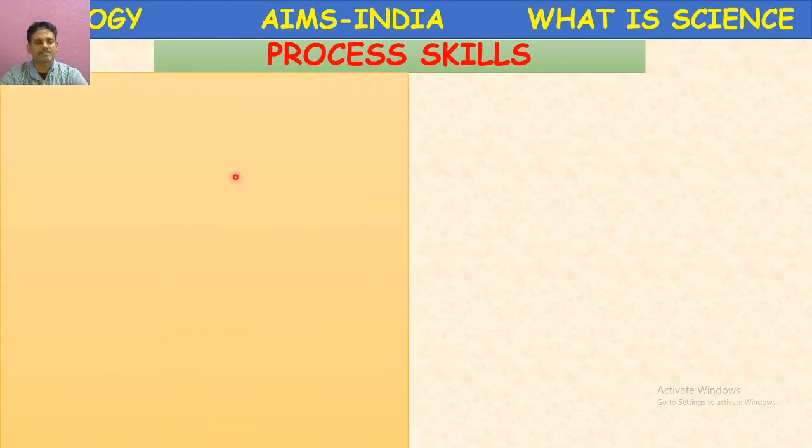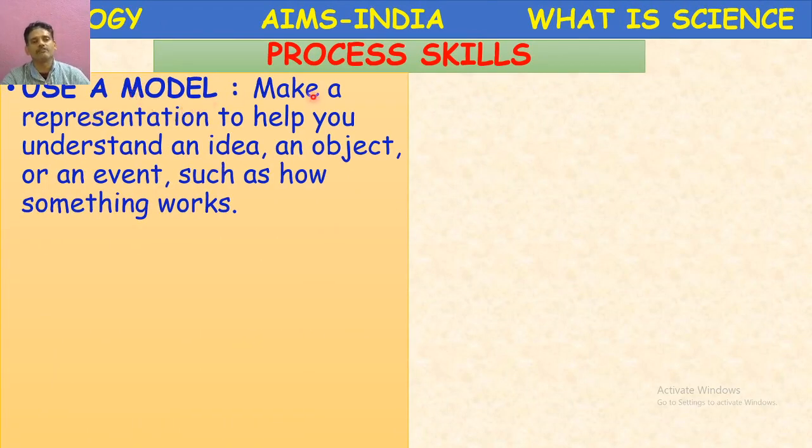Next, another process skill, use a model. This is very important process skill. Whenever you are even to make a representation to help you understand an idea, an object or an event, such as how something works, you need a model. Okay, by seeing the model you can easily understand. So in order to give strength to your observations or your experiment, you need to use a model.